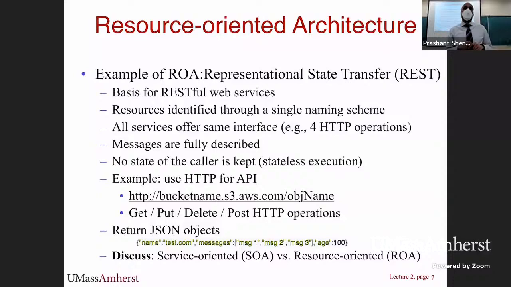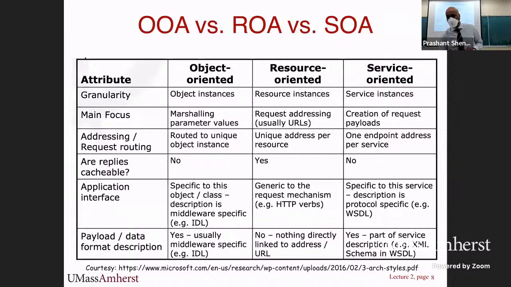Okay. So now I have a slide that explains some differences between what's called an object-oriented architecture, which we talked about just now, resource-oriented architecture, which is the RESTful service, and service-oriented. Service-oriented simply means it's a distributed application that has exposed a service, and then you can essentially invoke these services through an interface. Many distributed applications are written in that default manner.